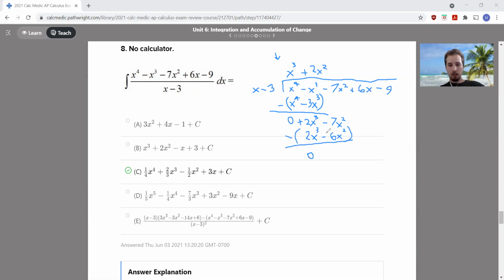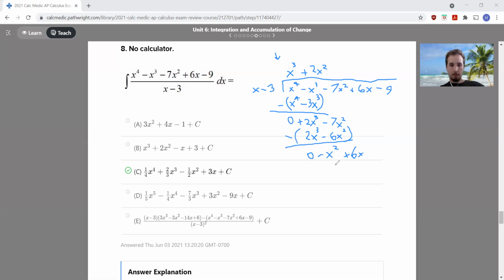Again, this should cancel here. Negative 7x squared minus negative 6x squared. Well, it's a minus negative 6x squared, so it's going to be a positive 6x squared. So negative 7x squared plus 6x squared is just going to be minus x squared. And then we're going to drop this term down. So we're going to get the plus 6x down here.